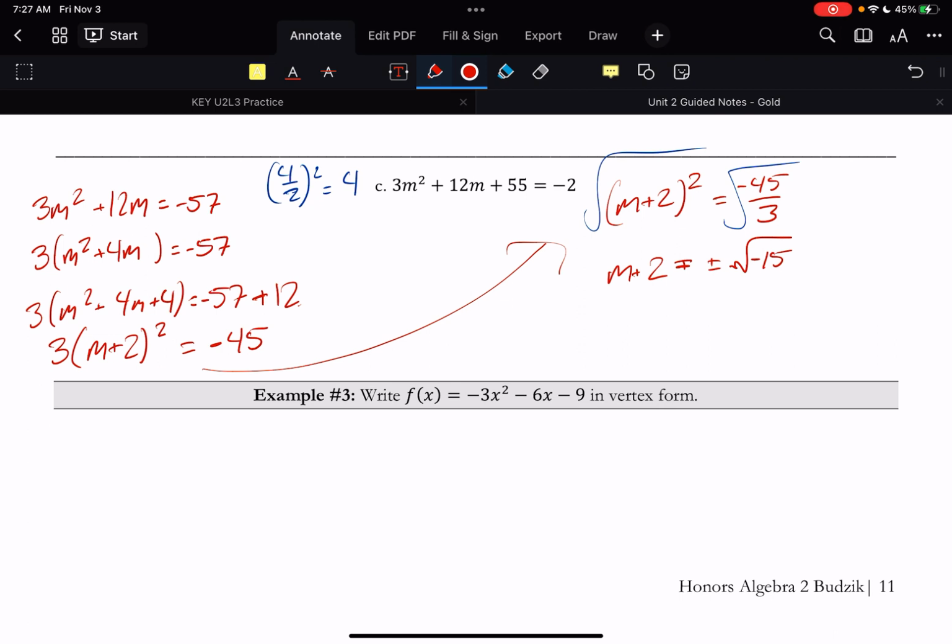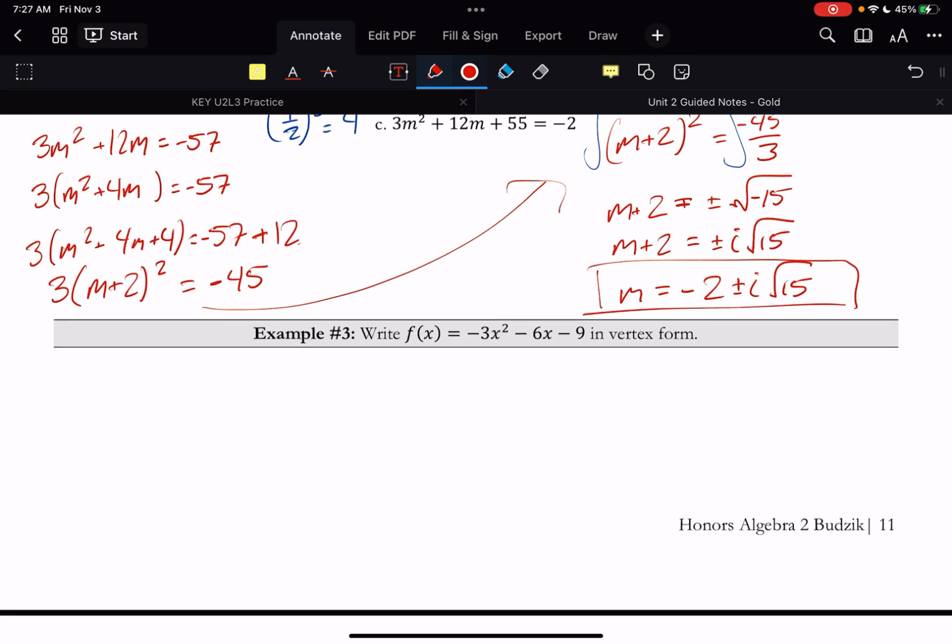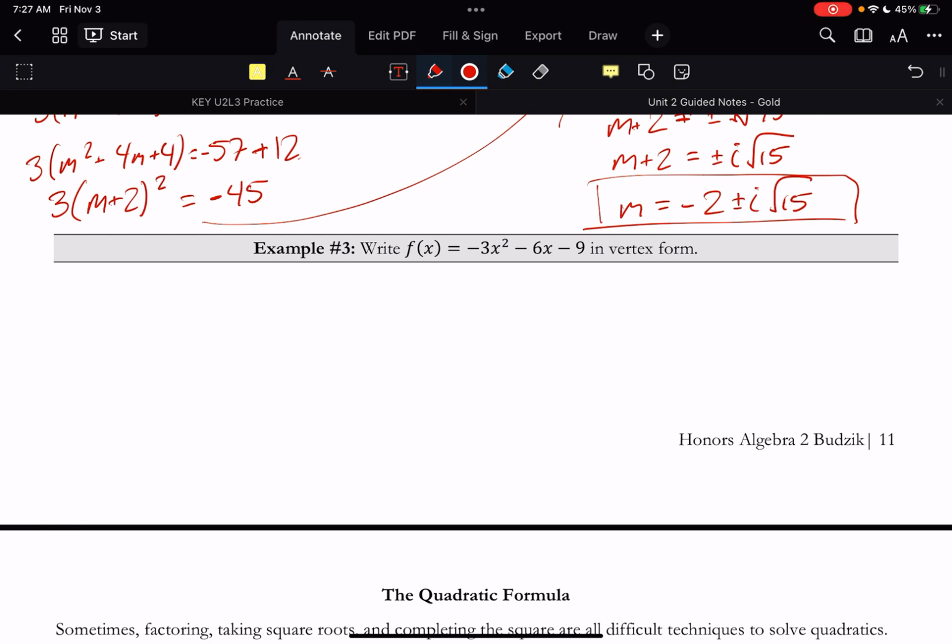And we know we can pull, again, that negative out because we're now in the complex number system. So I have m plus 2 equals plus or minus i radical 15. And then when I isolate that m, my two solutions are negative 2 plus or minus i radical 15. So that's how you complete the square when your a value is not 1. It's just by factoring something out when you can, and then taking the square root just like we did when a was 1.